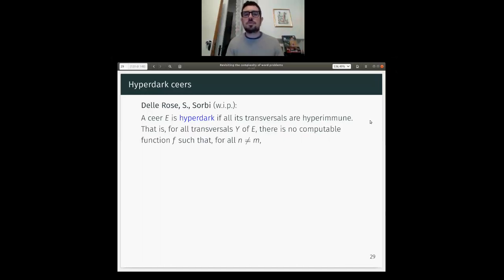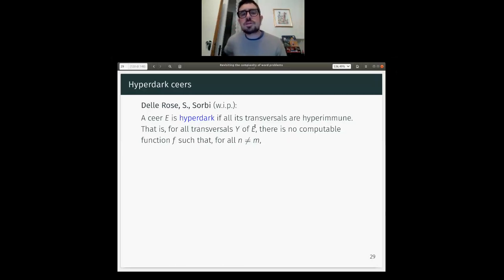So let's try to make this a little bit more formal. The idea is that you don't have any c.e. transversal for this equivalence relation, right? Not even if you allow a computable way of producing finite pieces that are non-overlapping, with at least one element of your transversal in each piece. So you allow for a certain margin of error. Having all transversals hyperimmune means that you are not able to compute a c.e. transversal even if you allow for this margin of error, even if you allow for this computation in finite pieces.